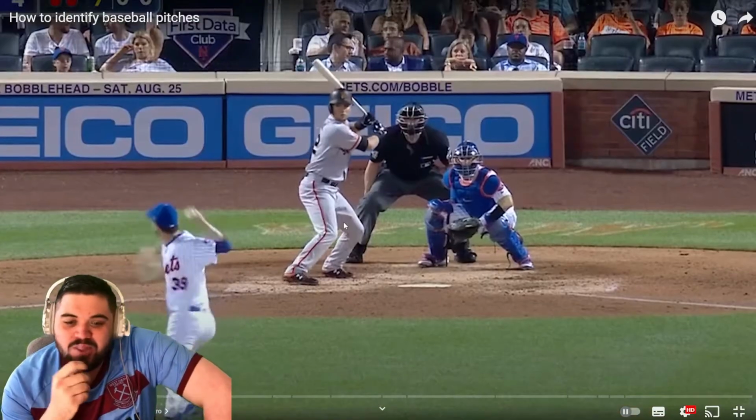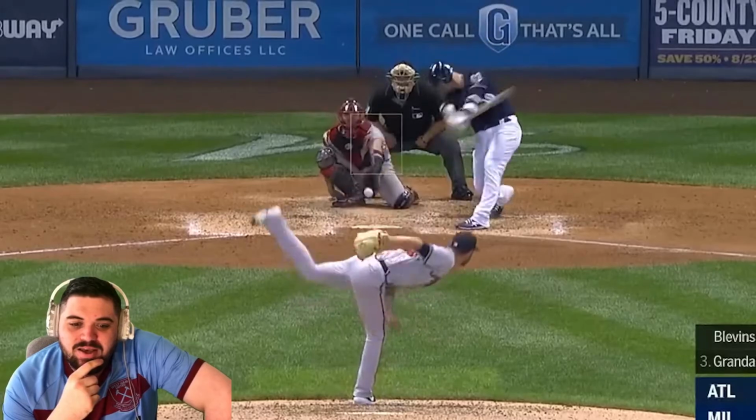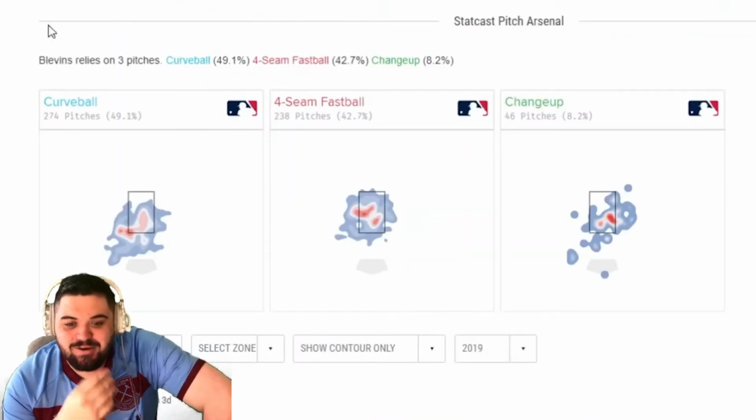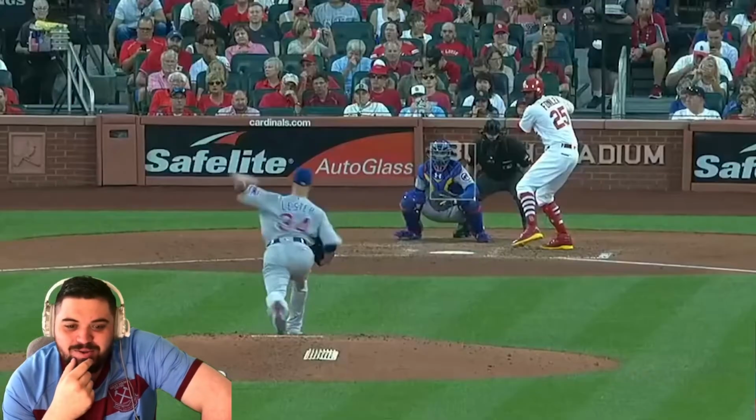A curveball, a four-seam fastball, and a changeup. This definitely narrows it down, and that's a sport I'm down for. I think I can ease myself into it pretty nicely. All right, let's get started.